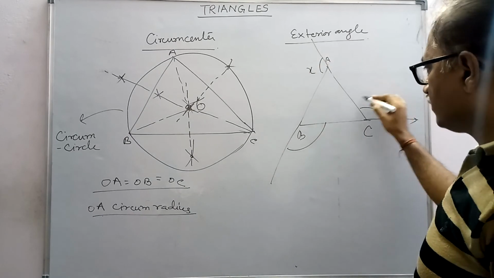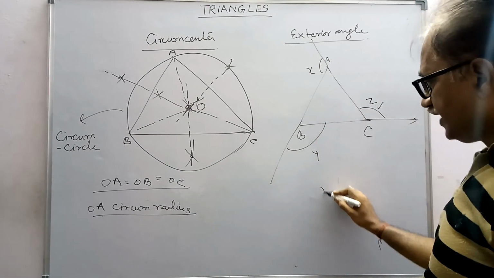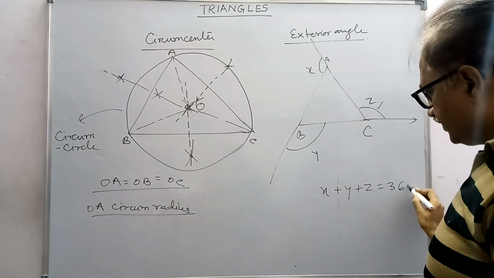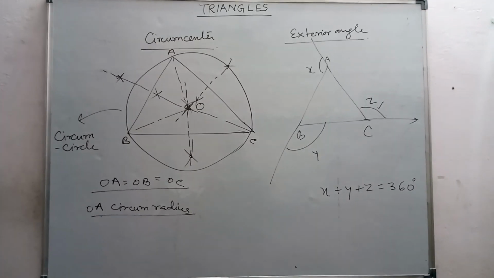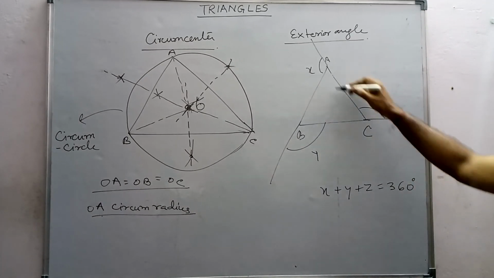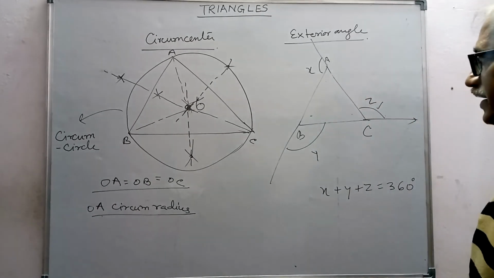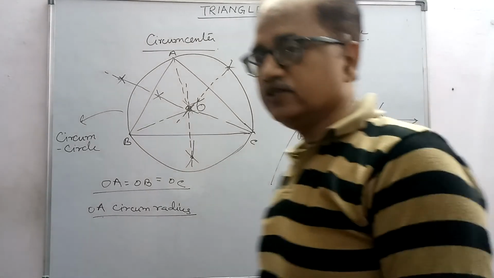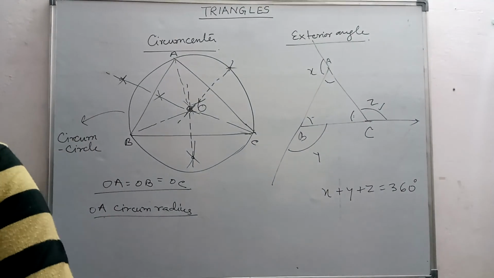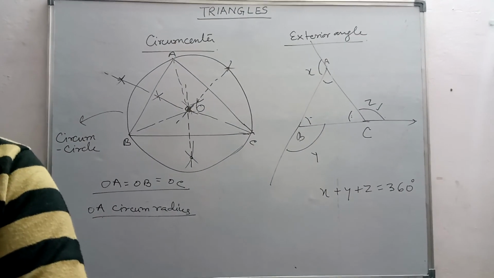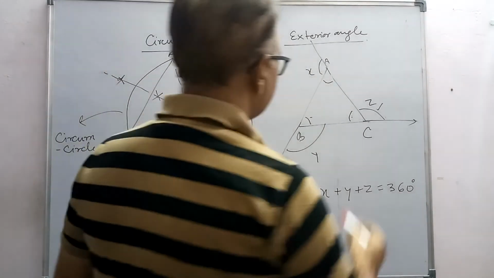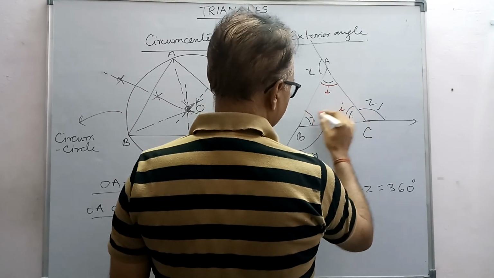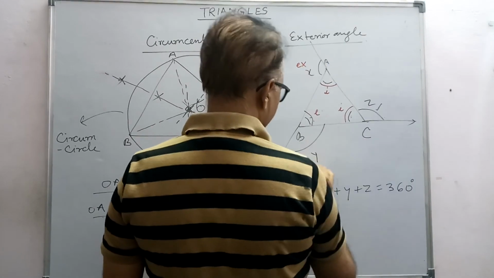So this is X, this is Y, and this is say Z. Now you see X plus Y plus Z is equal to 360 degrees. So the sum of exterior angles of a triangle is 360 degrees, and the sum of interior angles of a triangle is 180 degrees. These are called interior angles. And the outer ones you can represent as exterior angles. So you see, these are interior angles of a triangle, and these are exterior angles.